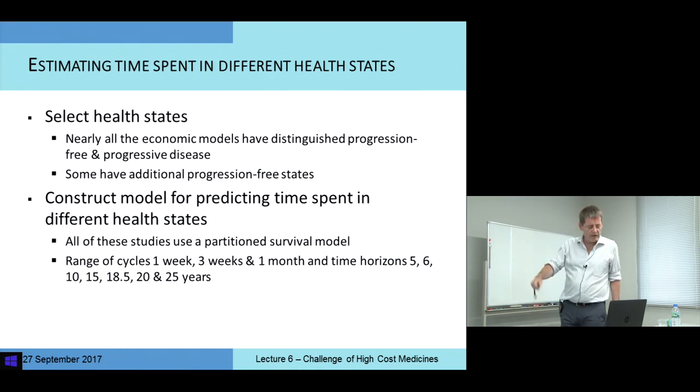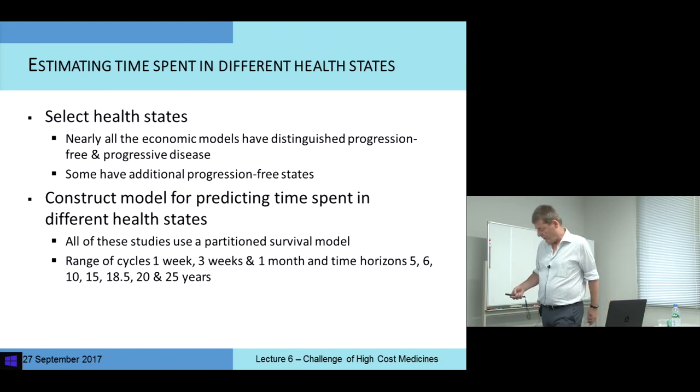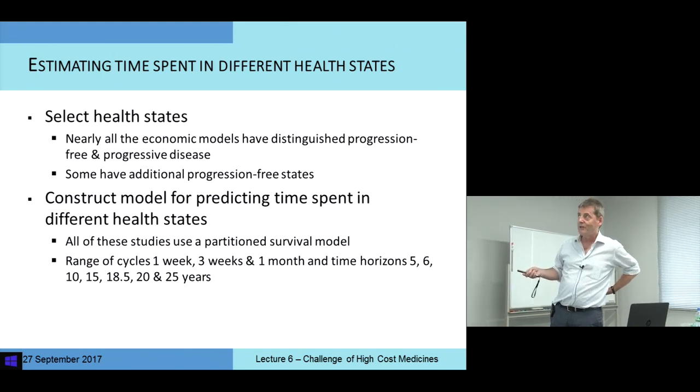And so almost all the drugs I've just shown you in the last 3 slides have been evaluated using a model which distinguishes progression-free and progressed disease. Some of them have additional progression-free states, for example, progression-free on treatment, progression-free off treatment. The models have all to date been something called a partition survival model. I'll explain that to you in a second. And they've had a wide range of cycles, so 1 week up to 1 month, and time horizon 5, 6 years up to 25 years.